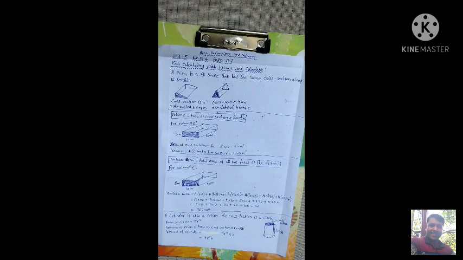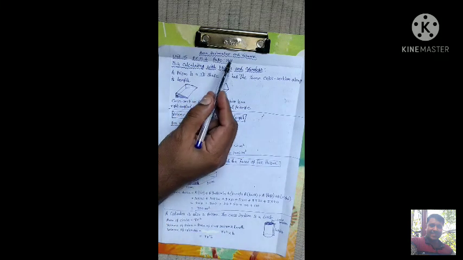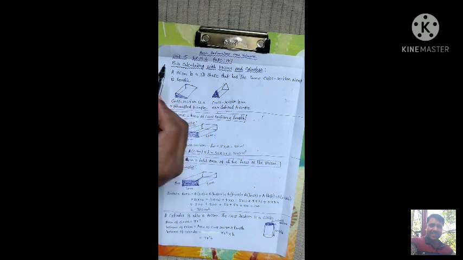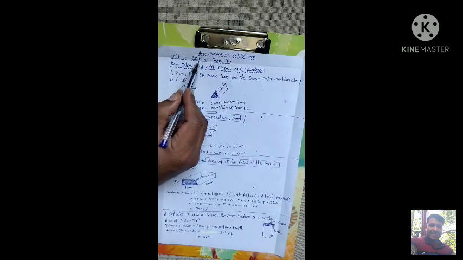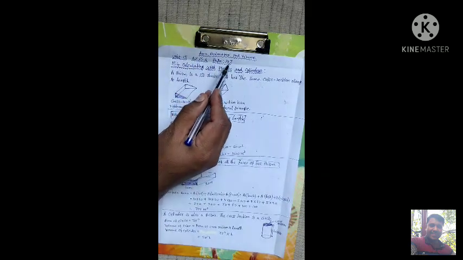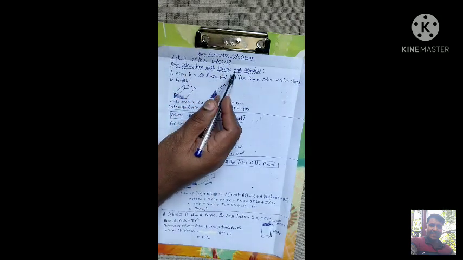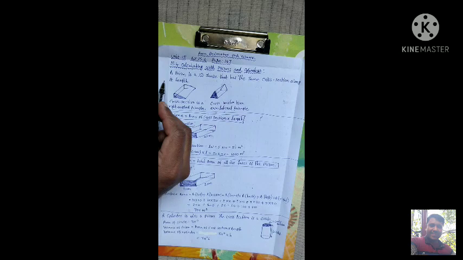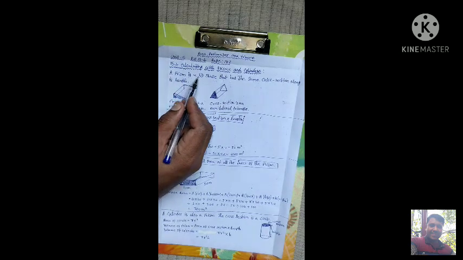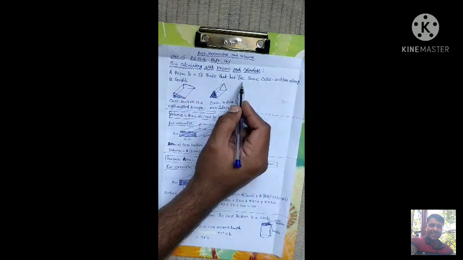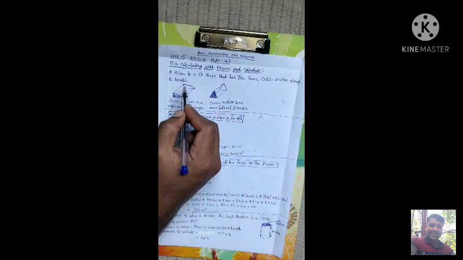Dear students, today we are going to learn about area, perimeter and volume, unit number 15, exercise number 15.4, page number 147. 15.4, calculating with prisms and cylinders. So, a prism is a 3D shape that has the same cross section along its length.